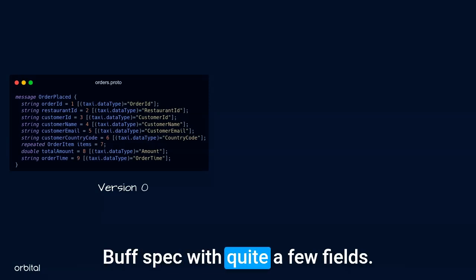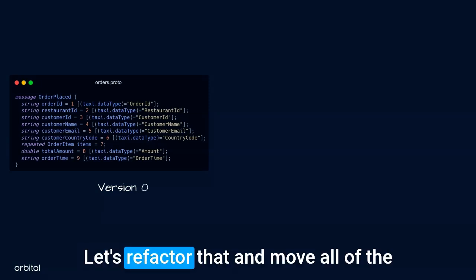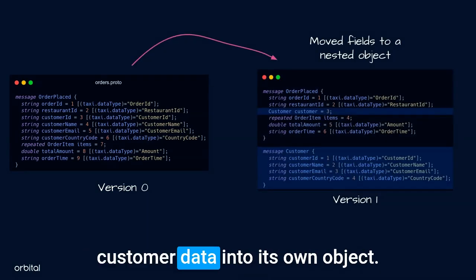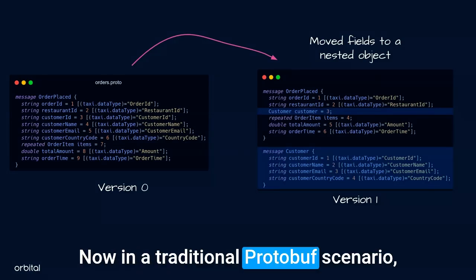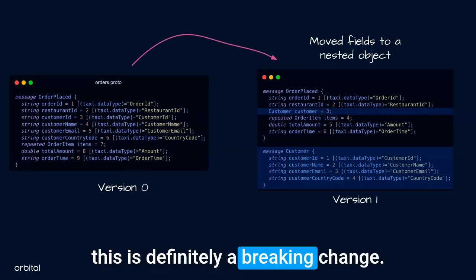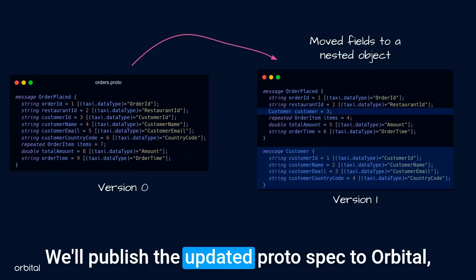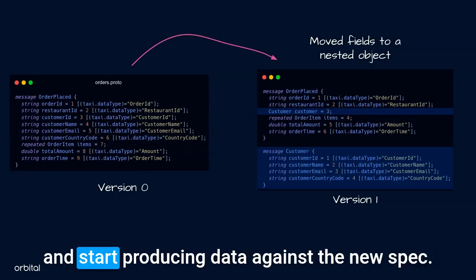This is our current version of our Protobuf spec with quite a few fields. Let's refactor that and move all of the customer data into its own object. Now, in a traditional Protobuf scenario, this is definitely a breaking change. We'll publish the updated Protobuf spec to Orbital and start producing data against the new spec.